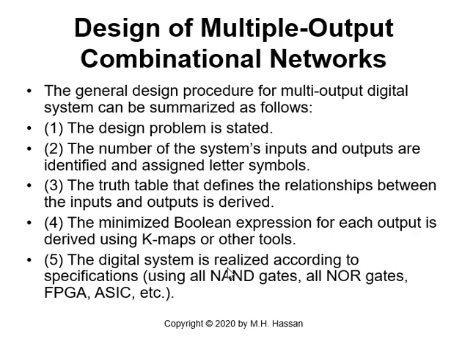Design of multiple-output combinational networks. The general design procedure for a multi-output digital system can be summarized. I will have the design problem as stated. The number of system inputs and outputs are identified and assigned letter symbols. The truth table that defines the relationship between the inputs and outputs is derived. The minimized Boolean expression for each output is derived using K-maps or other tools. The digital system is realized according to specification using all AND, all NOR, FPGA, ASIC, whatever the specifications require.